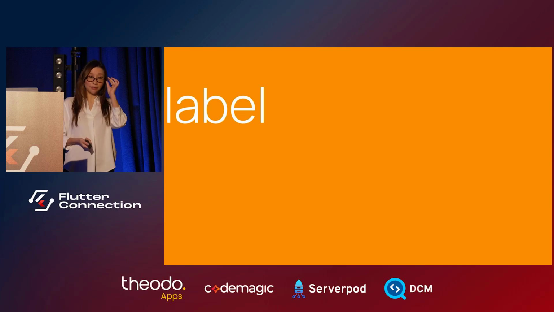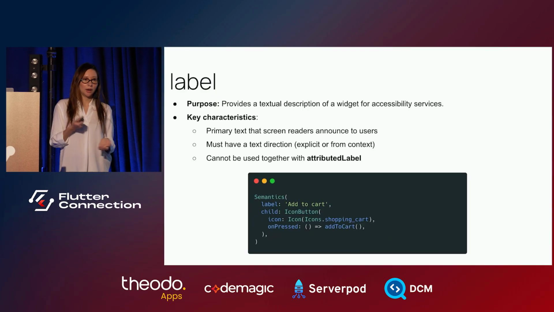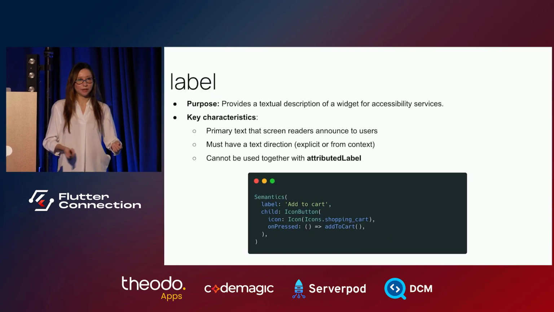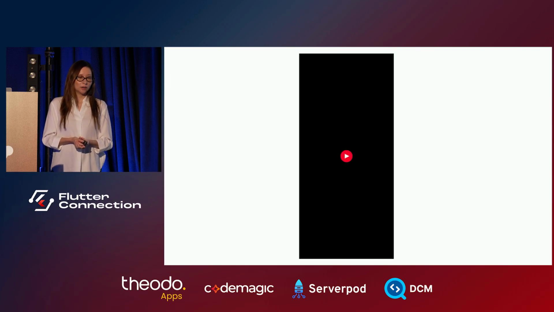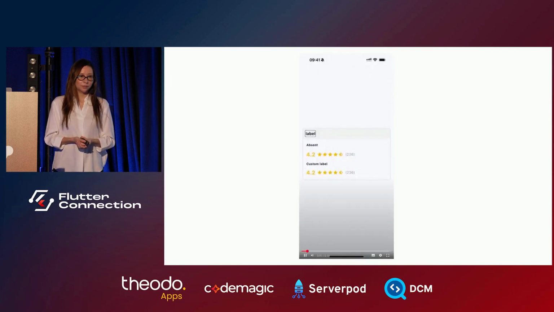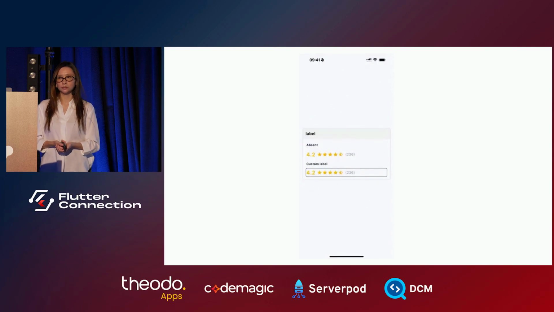All right, now we have label, which is probably more of a basic one. It's very descriptive. It's just a text that you would give your semantics node, and that will be read out. Label absent: 4.2, 236. Custom label: Rating, 4.2 out of 5 stars, 236 reviews.